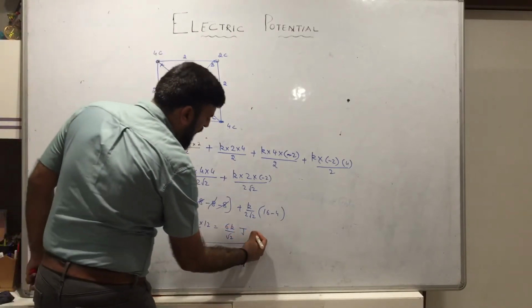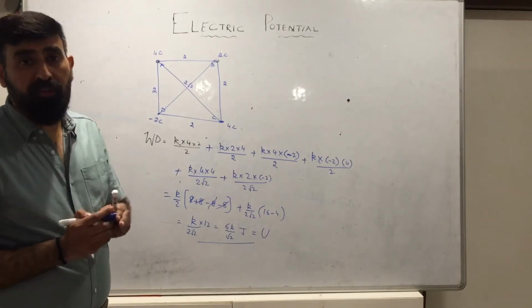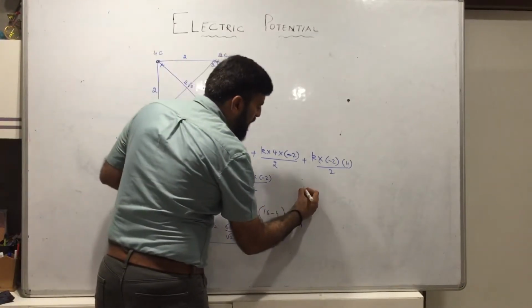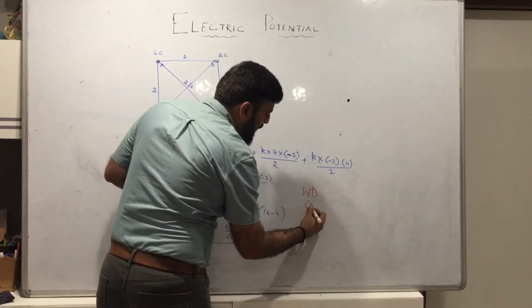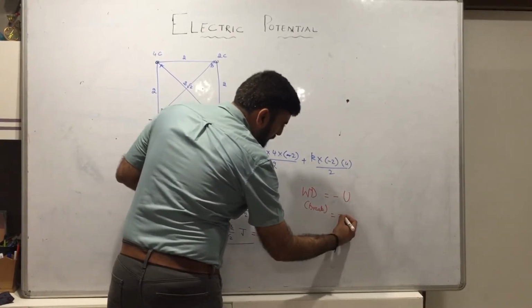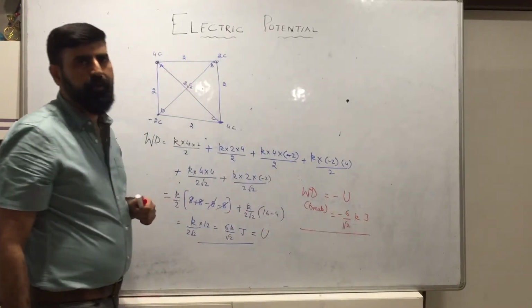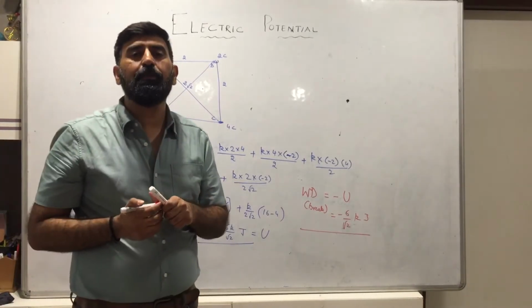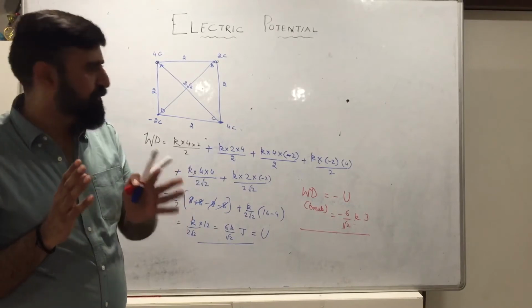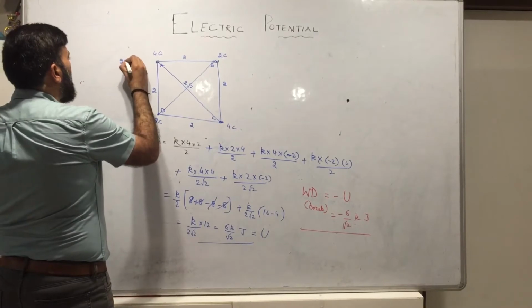This work is stored as the potential energy of the system. Now if they ask you a question, what is the work to break the system of 4 charges? What you have to do simply is, work done to break is minus of U. So that is minus 6 by root 2 into k joules. Done. Fine. So that is the concept of potential energy between a system of 3 charges or a system of 4 charges.